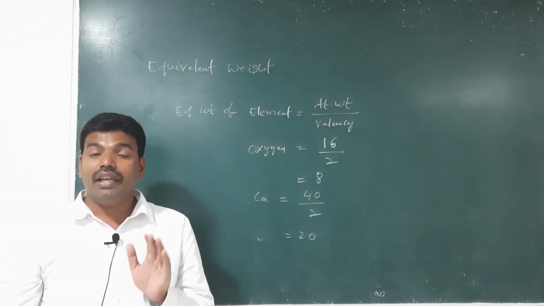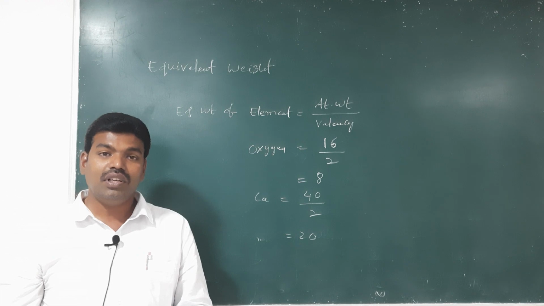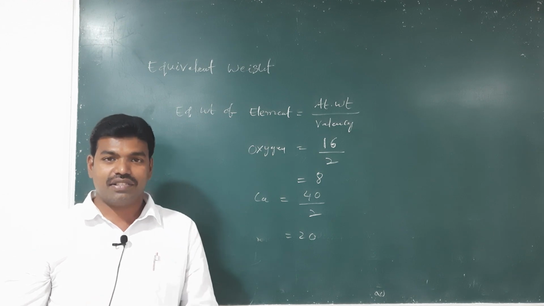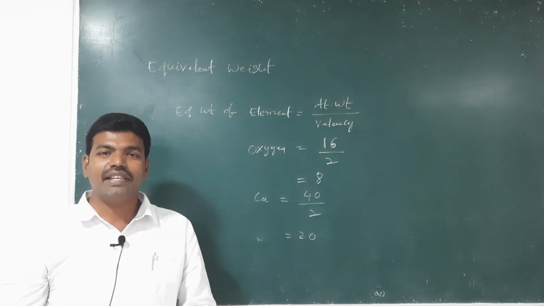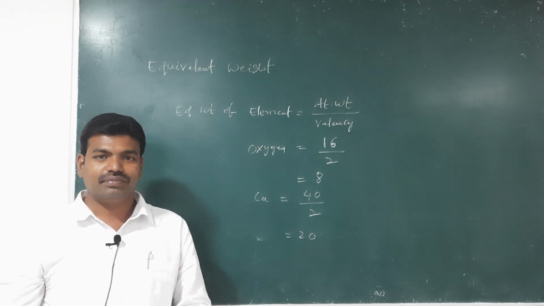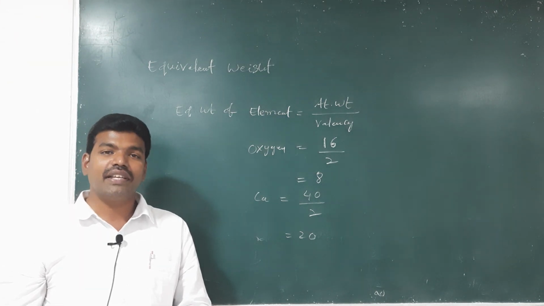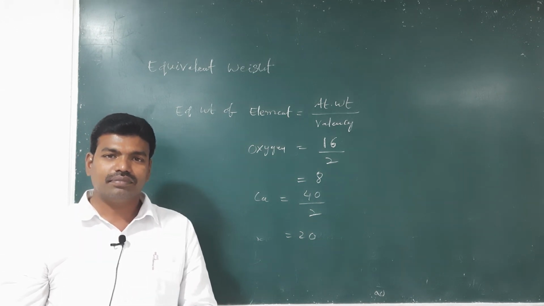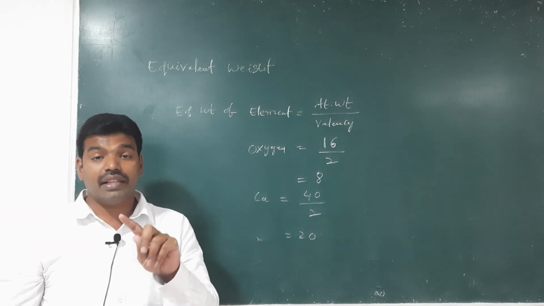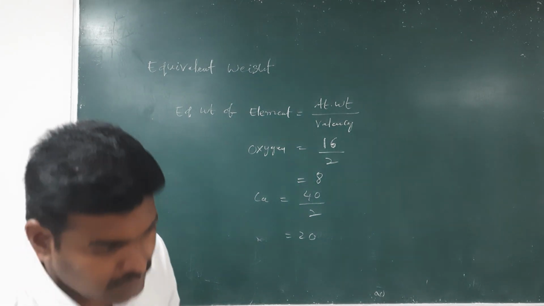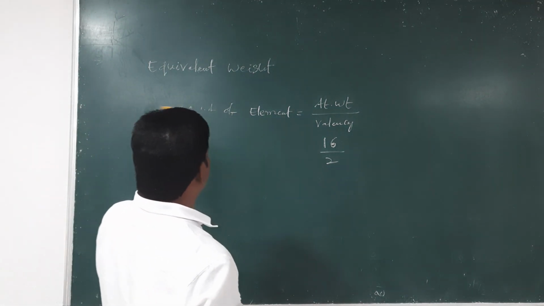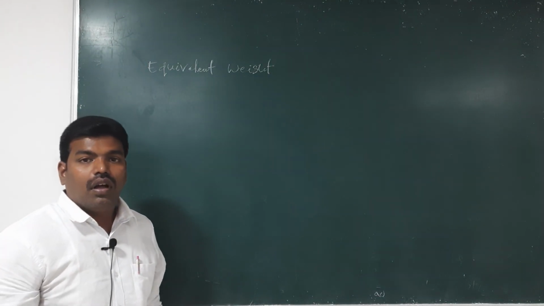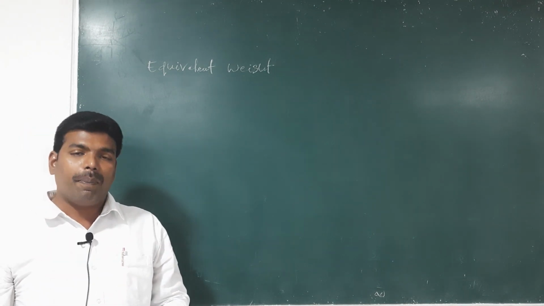But compounds undergo chemical reactions. How can you calculate the equivalent weights of compounds? Or how can you calculate the equivalent weight of an element in a compound? Let us see another example. Let us take another example, that is copper.